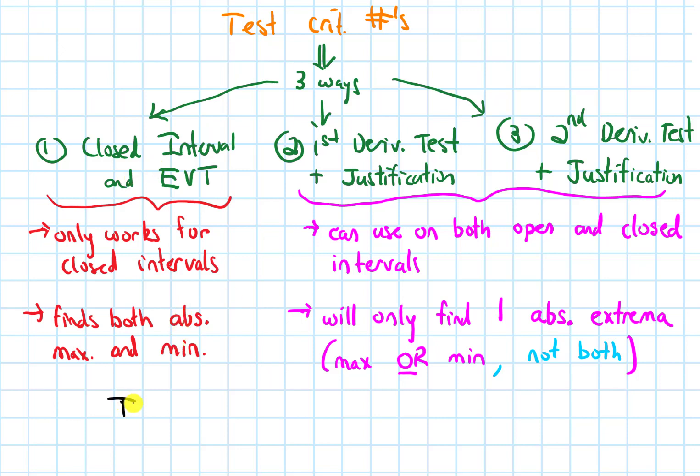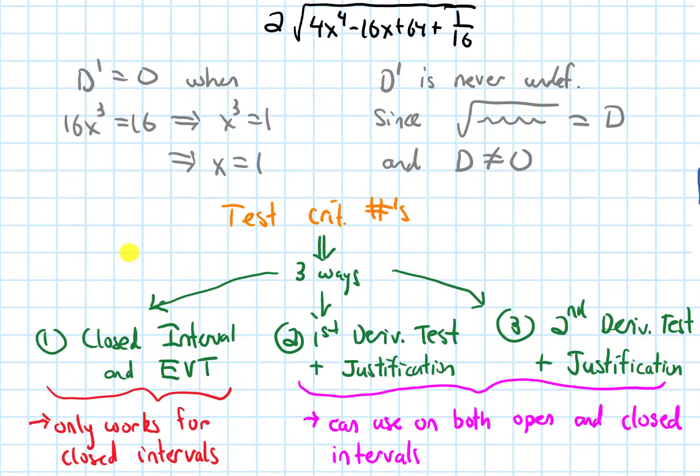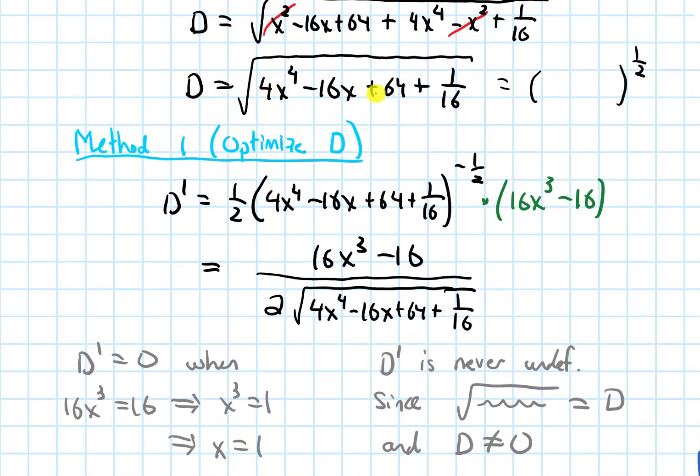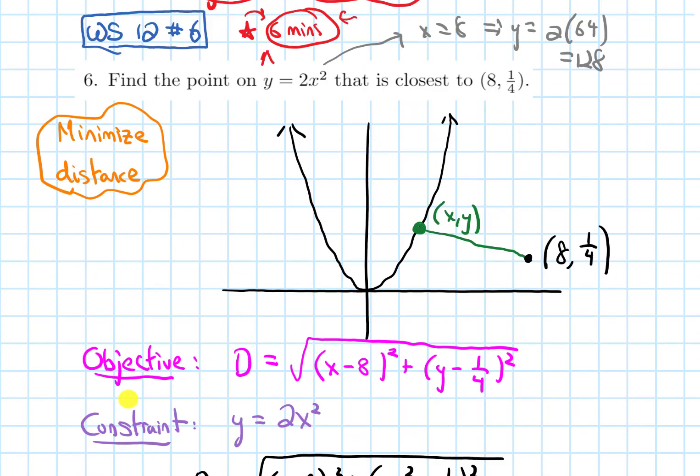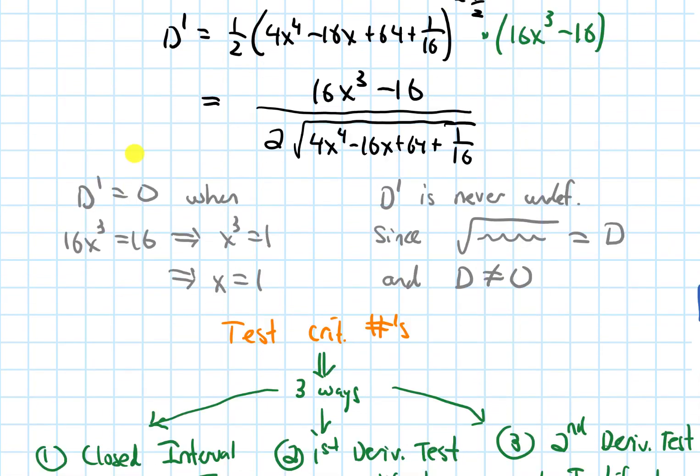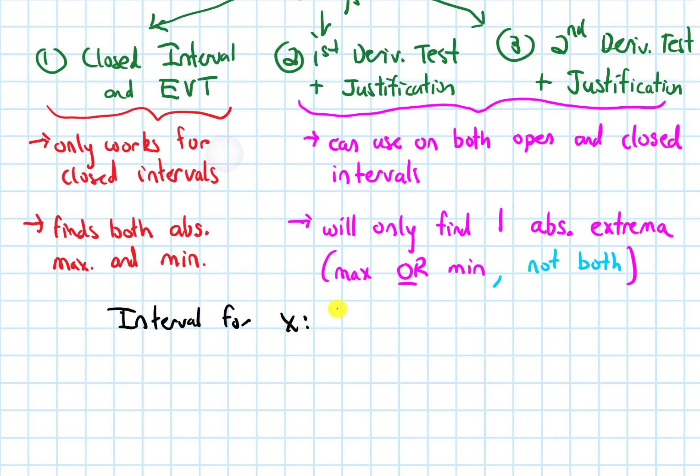So in our problem, the interval for our variable was x. Remember, we had written our function d in terms of x, and x just represented the x-coordinate of a point on this parabola. Well, the x-coordinate could be anything. So the interval for x is negative infinity to positive infinity, and that's an open interval. So we're either going to use method 2 or method 3 to test our critical number.